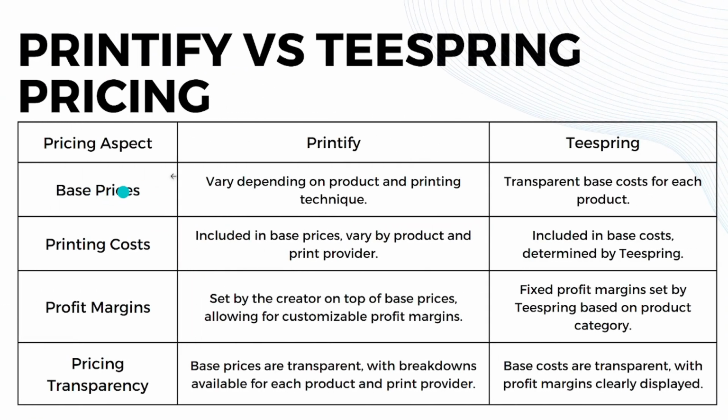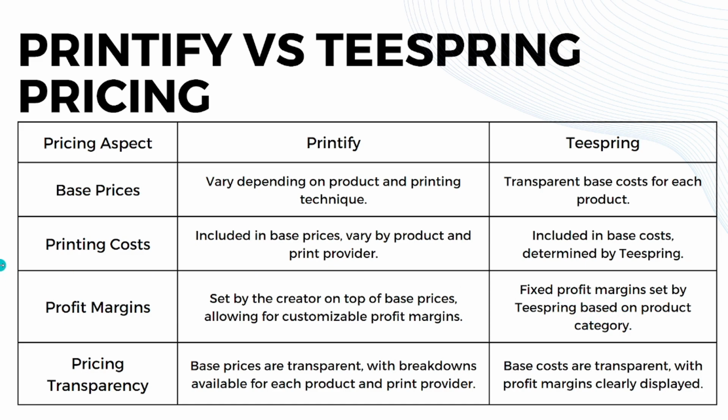And as you can see, when it comes to base prices, Printify's vary depending on product and printing technique. With Teespring, they have a transparent base cost for each product. When it comes to printing costs, with Printify they're included in base prices and vary by product and print provider, while with Teespring they're included in the base cost and determined by Teespring itself. When it comes to profit margins, as I said earlier, you can set your own prices, allowing for customizable profit margins on Printify, while Teespring has fixed profit margins set by Teespring itself based on the product category.